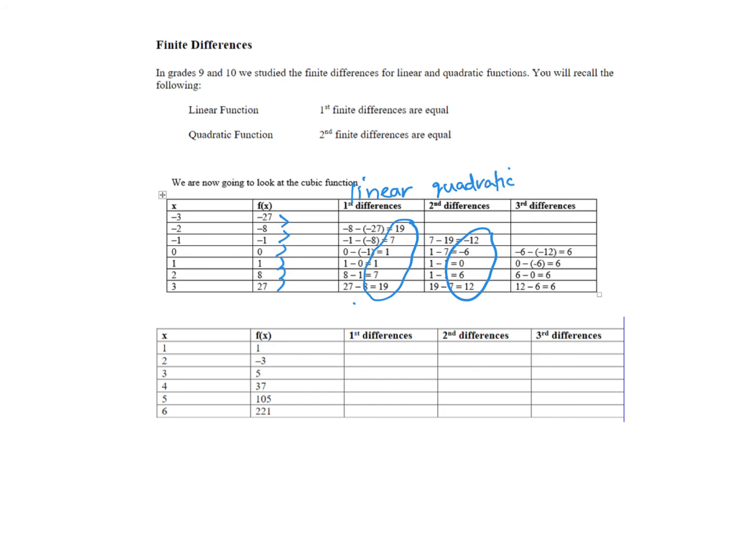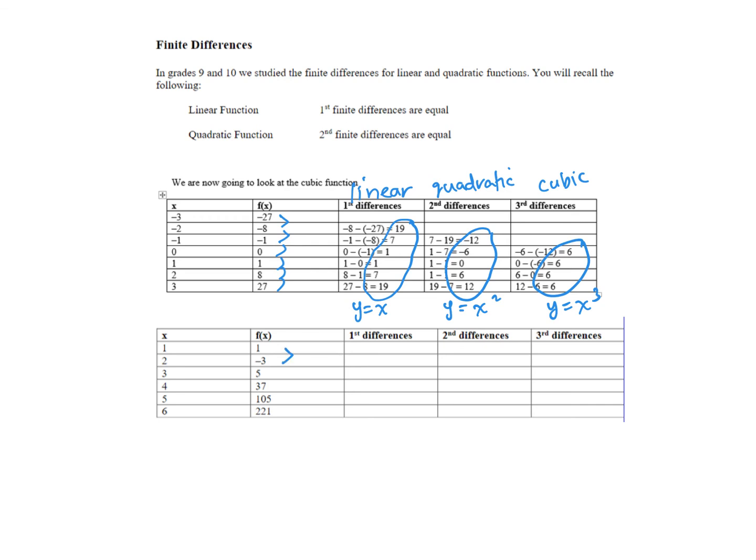So if the first difference is the same, it's linear, so the equation would be y equals x. If the second difference was the same, the equation would be quadratic, y equals x squared. If I have to do it a third time, this is a cubic function, so I know it's going to be y equals x to the power 3. So the number of times I have to find the differences tells me the degree of the function. If I have to do it once, it's power 1. If I have to do it twice, it's power 2, and so on.